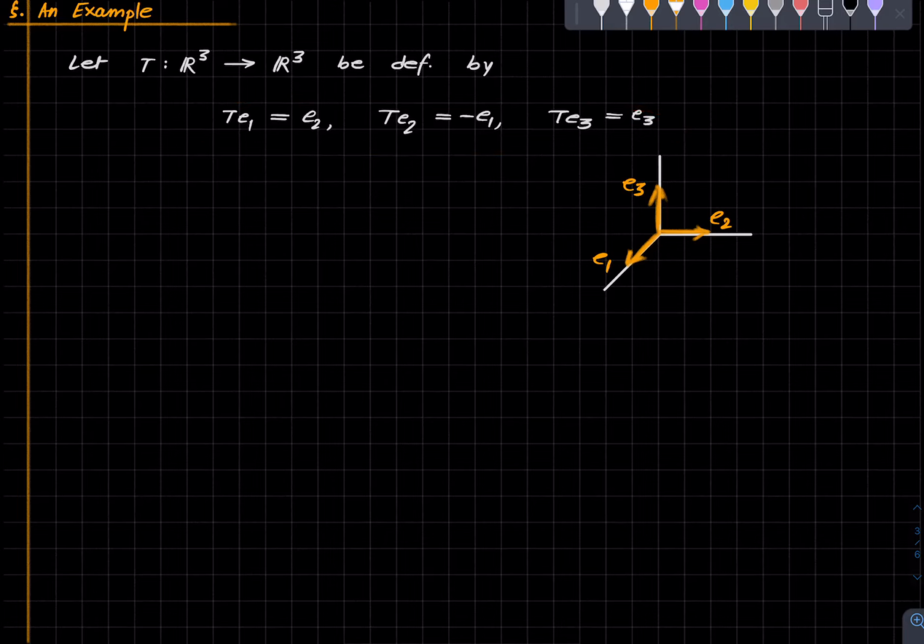If you think about it, all it is doing is rotating the space about this axis by 90 degrees. So every point on this axis stays put, and the entire three-dimensional space is rotating by 90 degrees under the influence of T.